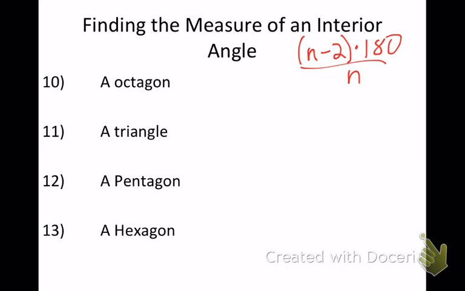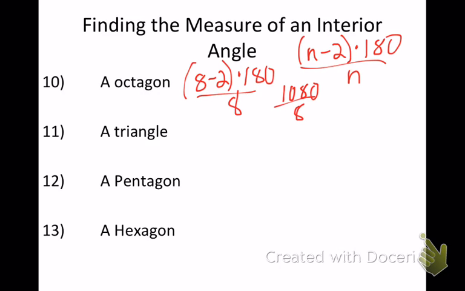8. So I'm going to say 8 minus 2 times 180, and I'm going to divide that by 8. What's 8 minus 2? 6. 6 times 180 is 1080. So I take 1080 and divide that by 8. Each measure of an octagon would have to be 135 degrees. Nice job.